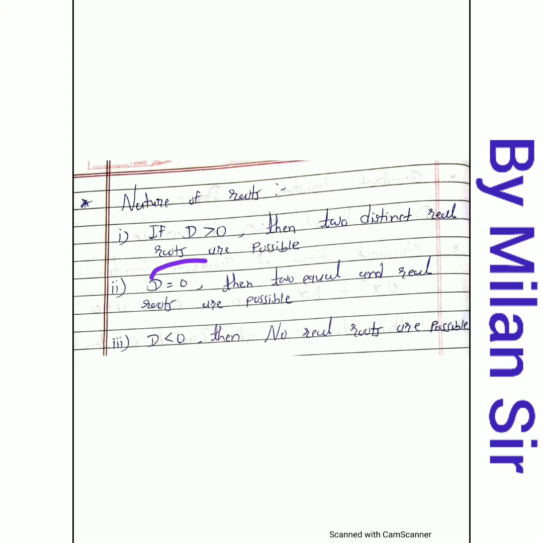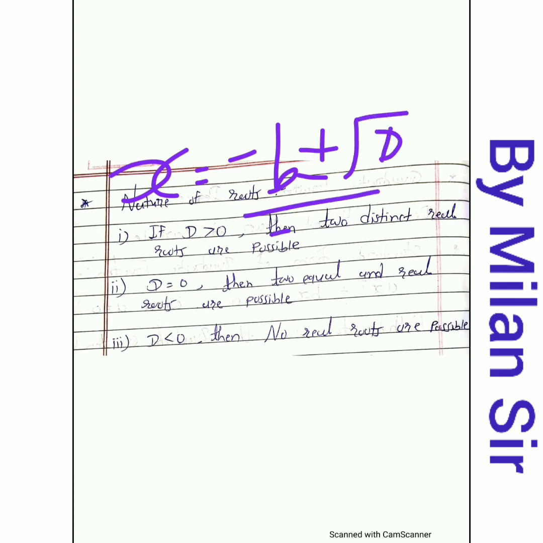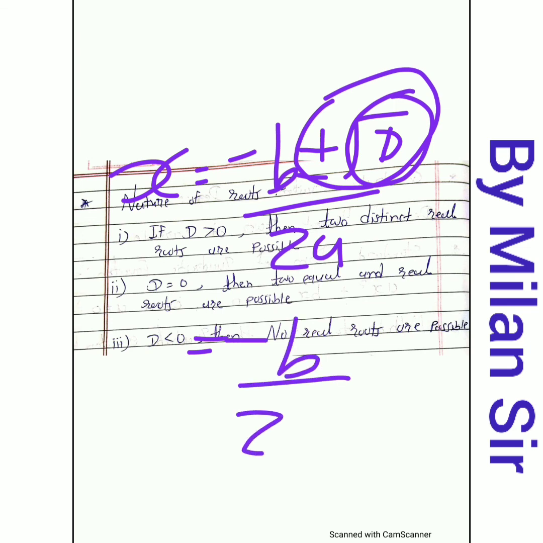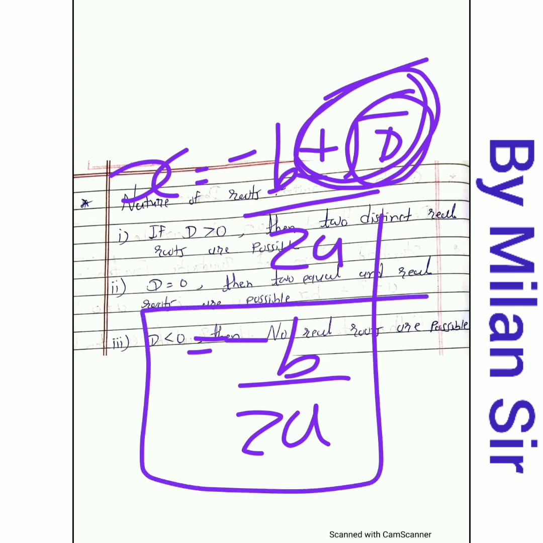In the second condition, D is equal to 0. Our formula is minus b plus or minus under root D by 2a. If D becomes 0, then under root D is equal to 0. Then plus or minus 0 means the same, so we get the solution minus b by 2a. Because this part becomes 0, we get only one solution, minus b by 2a. That's why we can say that two equal roots are possible.